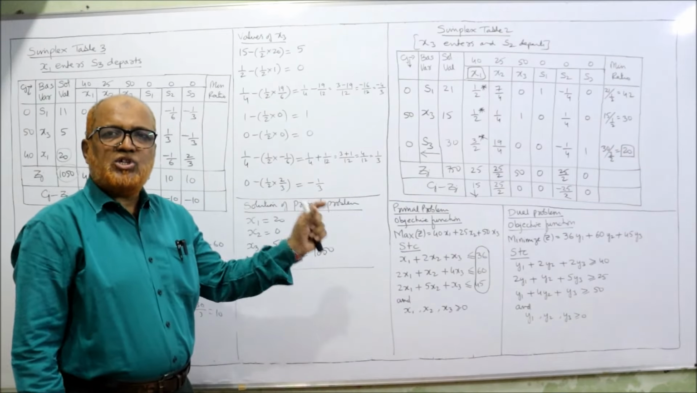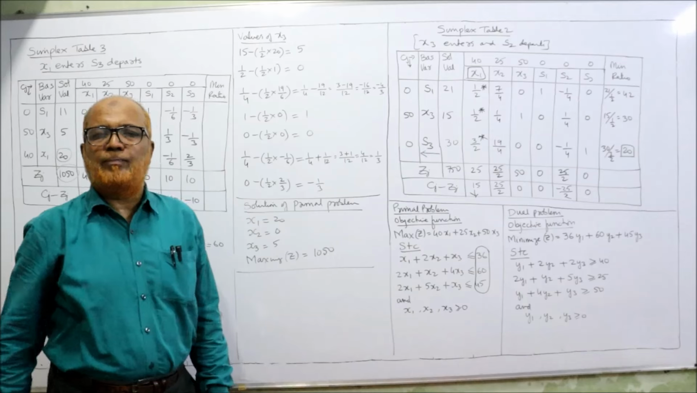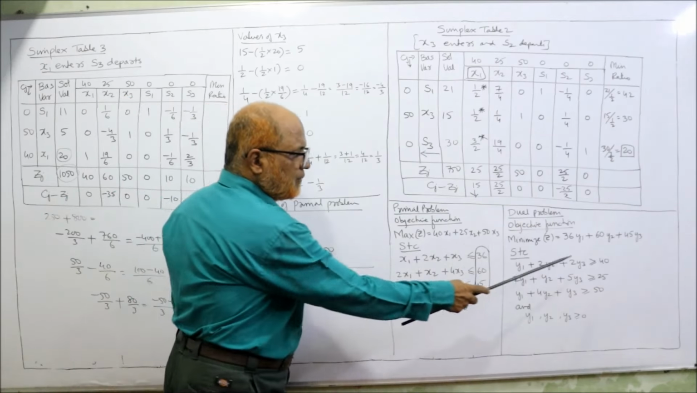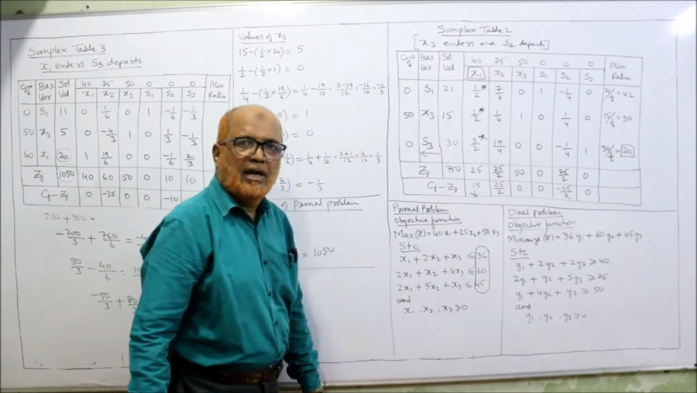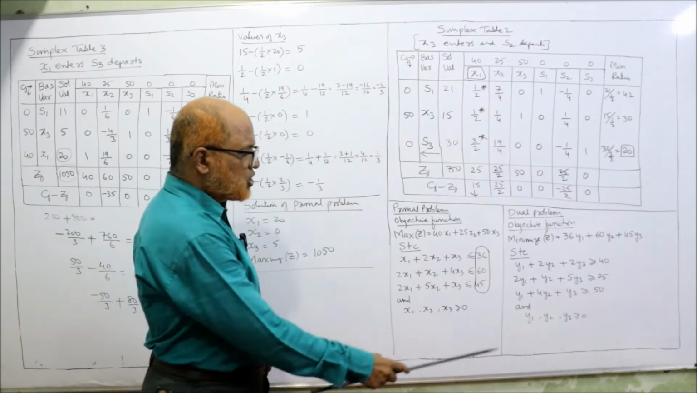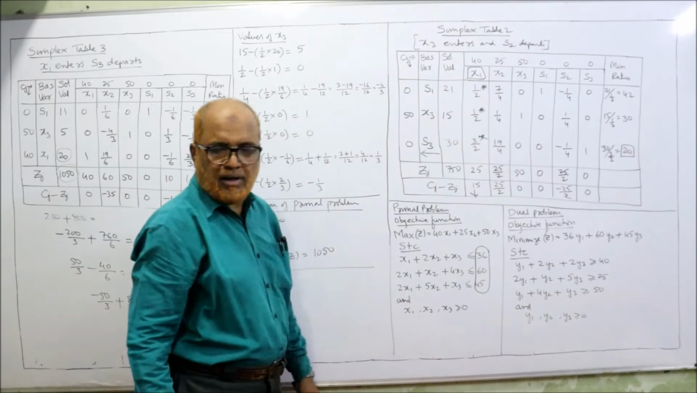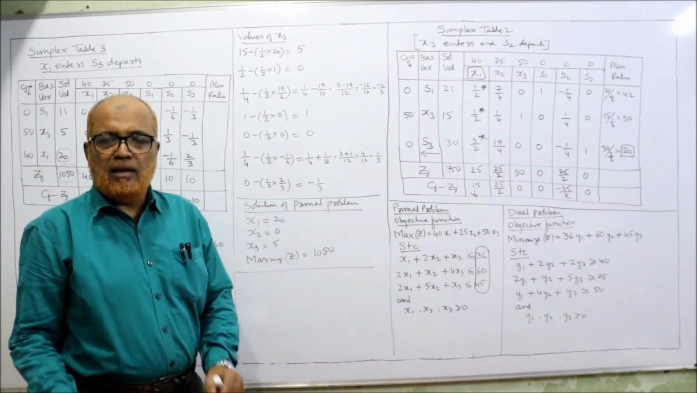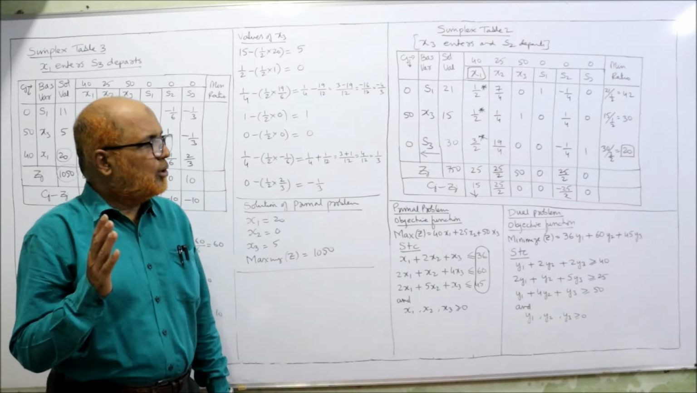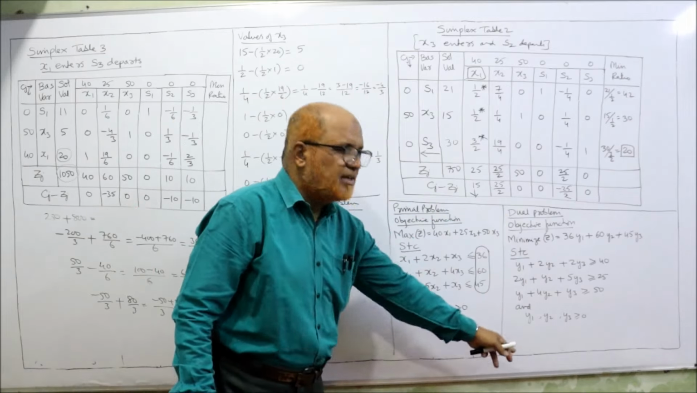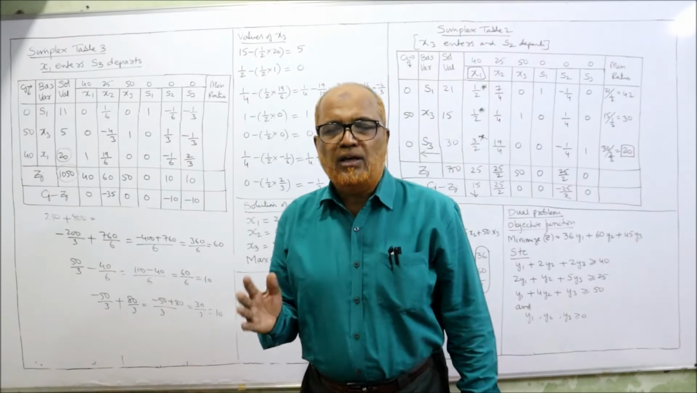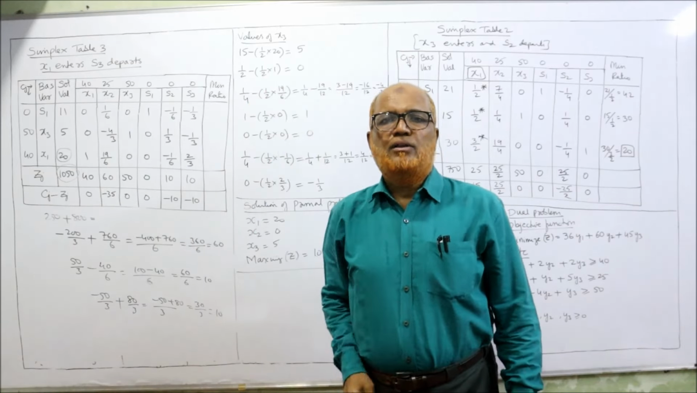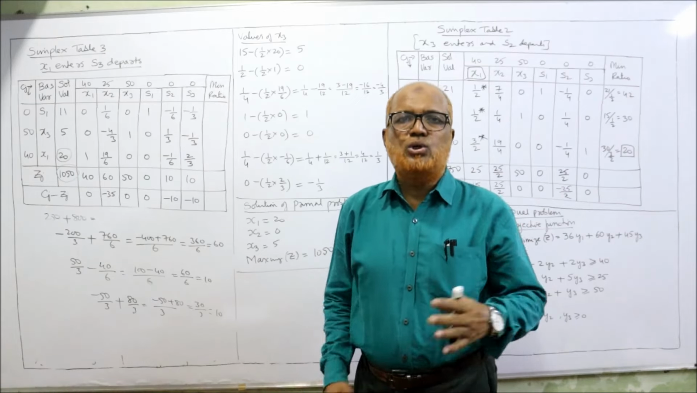Now, the coefficients of the objective function of primal will become the restrictions. What are the coefficients? 40, 25, 50. So 40, 25, 50. And finally, the non-negativity restriction: y1, y2, y3 will be greater than or equal to 0. This is the conversion of primal into dual. Now, the second question is asking you to write the solution of this dual. The speciality of the simplex method is that in the final simplex table, we will have the solution of primal as well as the solution of dual.